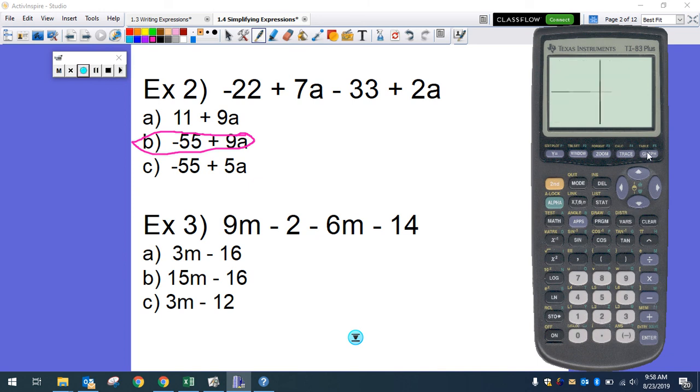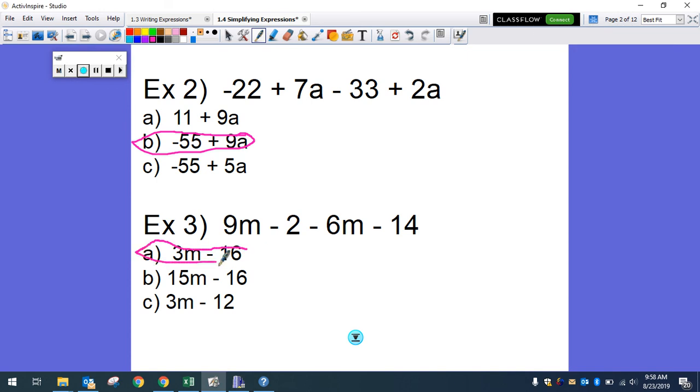So this is what I want my answer to be, and that's the answer. So this one, A, was the right one. It showed up right on top of itself.